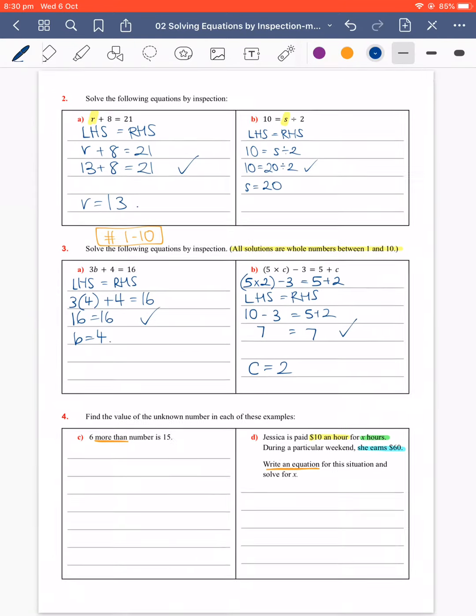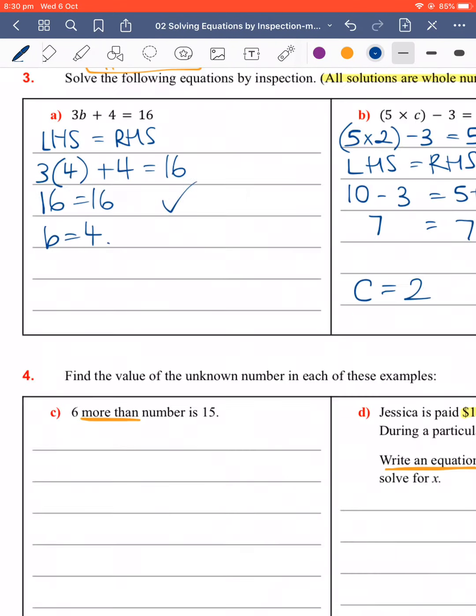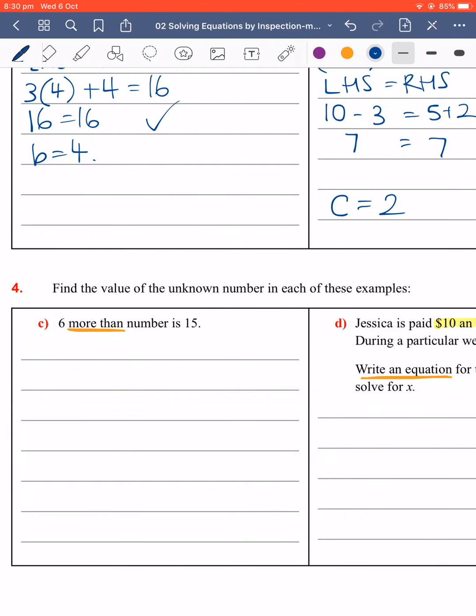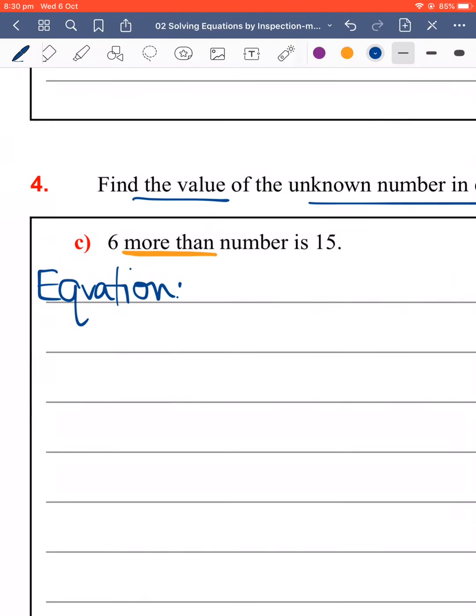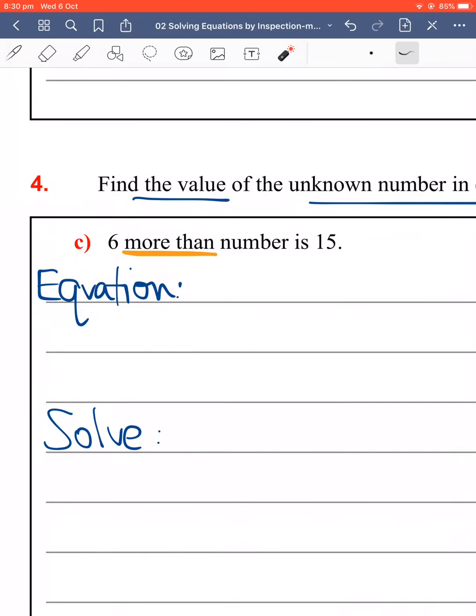Okay, last couple of ones, I believe. Yep, before you're on to your questions. So we're finding the value of the unknown number in each of these examples. Okay, so we have to write an equation first, and then we are going to be able to solve it. So let's give ourselves a little bit of structure. So we need our equation first, and then we're going to be able to solve it. And again, remember, solve means we are finding out what that number actually is.